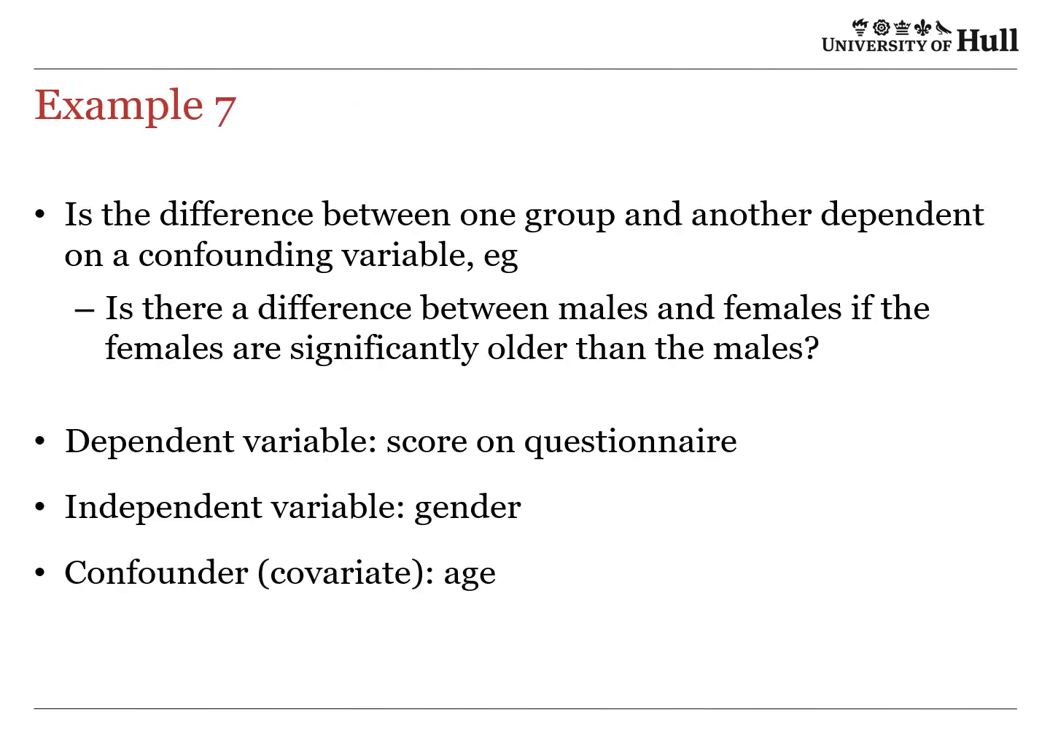And finally, example 7. Now, example 7 is something that I don't want to go into in too much detail. I just want to introduce you to it. It's the analysis of covariance test. And the example is: is there a difference between one group and another? Is it dependent on a confounding variable? For example, is there a difference between males and females if the females are significantly older than the males?